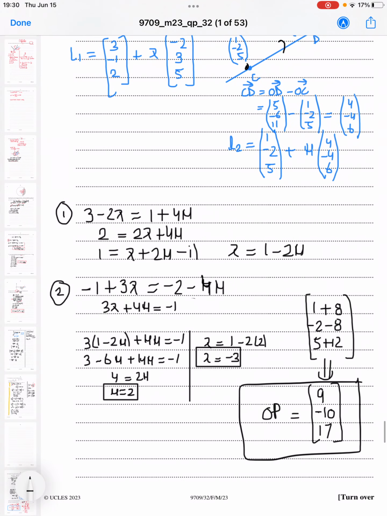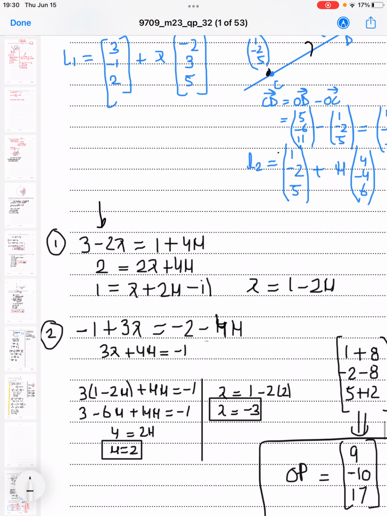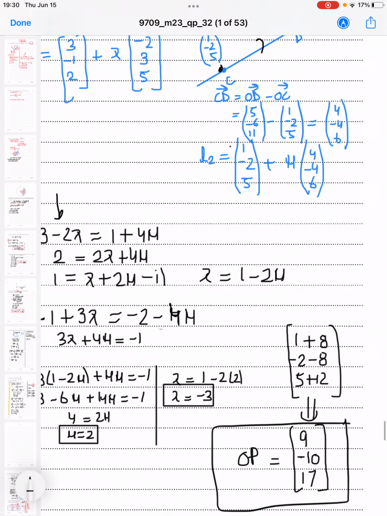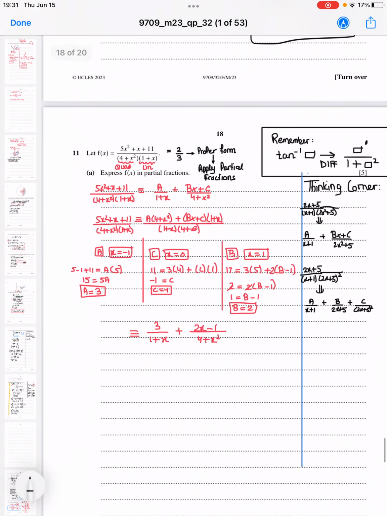So just simultaneously solve both of the equations. Taking the x elements, 3 minus 2 lambda of this, and the x elements of this are 1 plus 4 mu, equate them, and that would give us 1 equals lambda plus 2 mu. So equation number 2, take the y elements: minus 1 plus 3 mu equals minus 2 minus 4 mu. Solving them simultaneously would give us mu as 2 and lambda as minus 3. Just plug in either value to get the point of intersection, which is 9, minus 10, and 17.